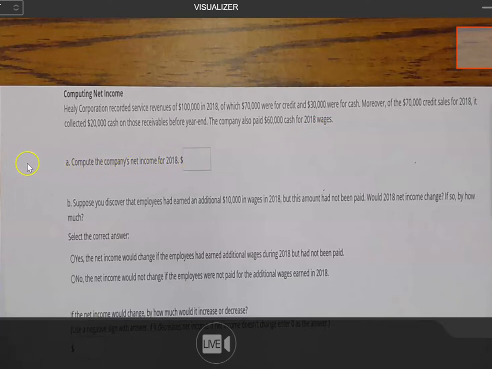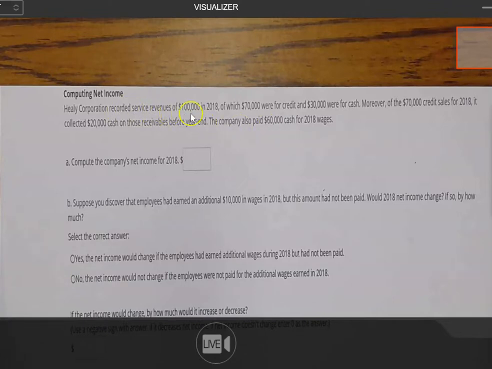So it's very important to realize a couple of things here. Number one is that we only have revenue and expenses. We mention accounts receivable up here, but that's a balance sheet item. So the only operating expense we have is cash wages. It says the company paid $60,000 cash for 2018 wages.